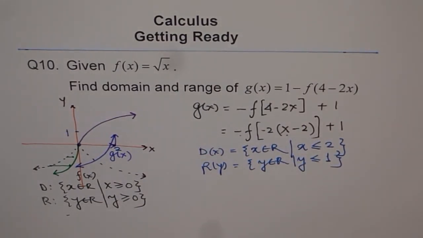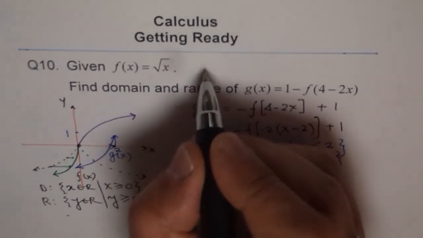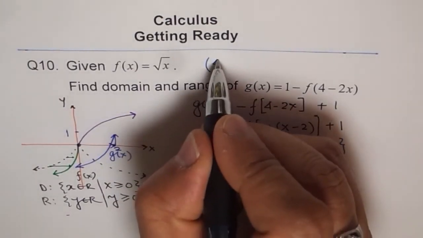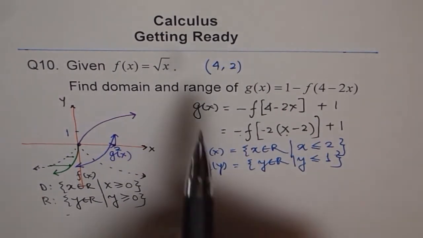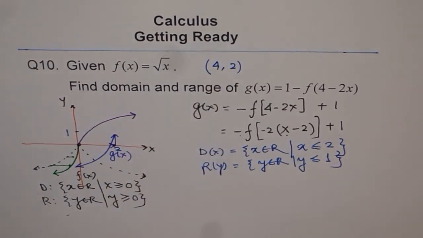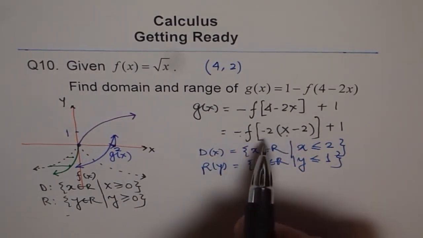Sometimes you may be asked, if there's a point here, how will that point get transformed? So let me use a test point here. Let's say our point is (4, 2), where the square root of 4 is 2, correct? So when x is 4, you get 2. So how will that point look on your transformed function, g of x? So let's write down how these points get transformed. It's kind of a review for you, right?